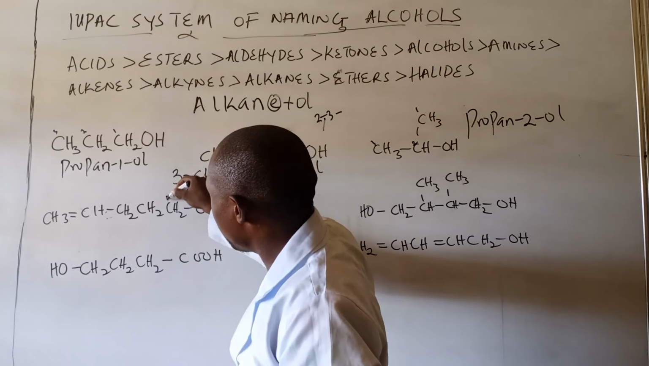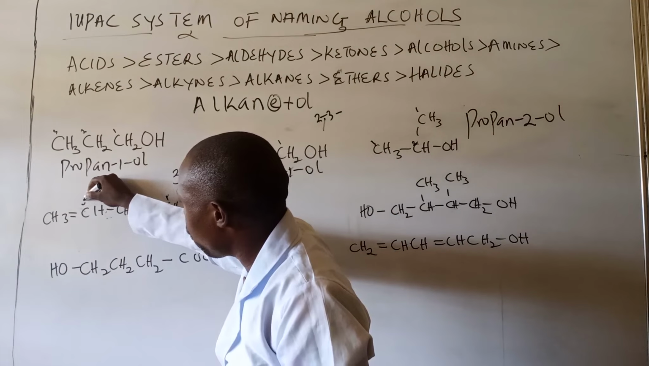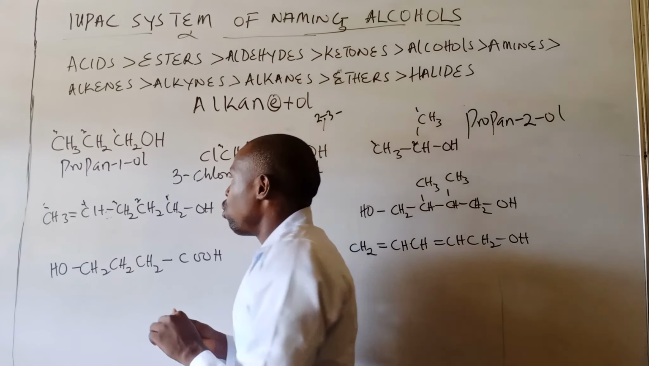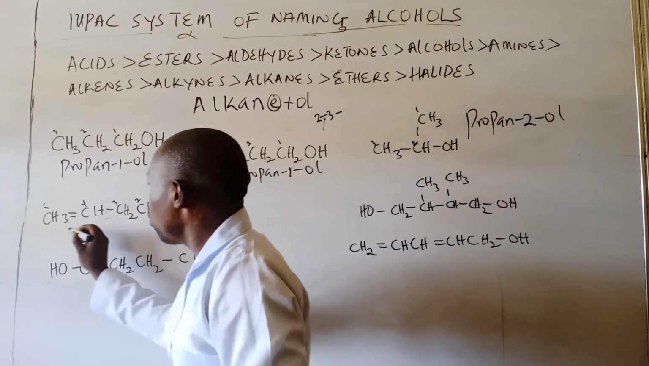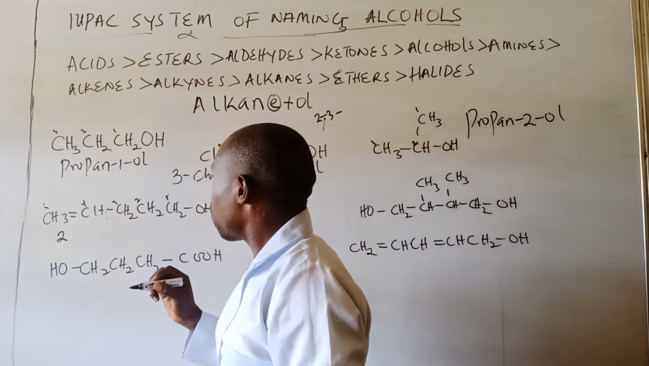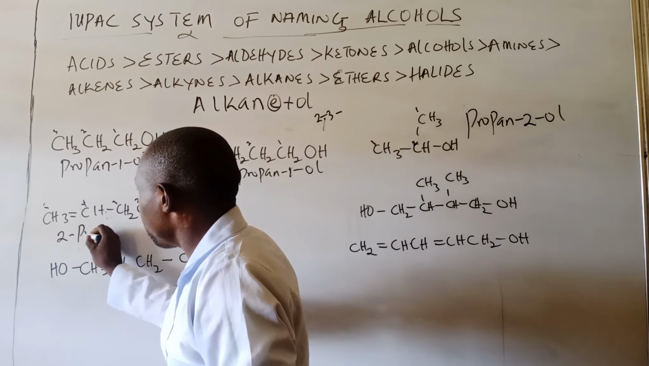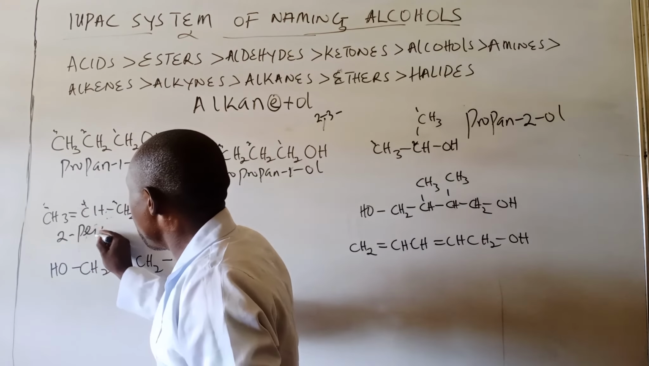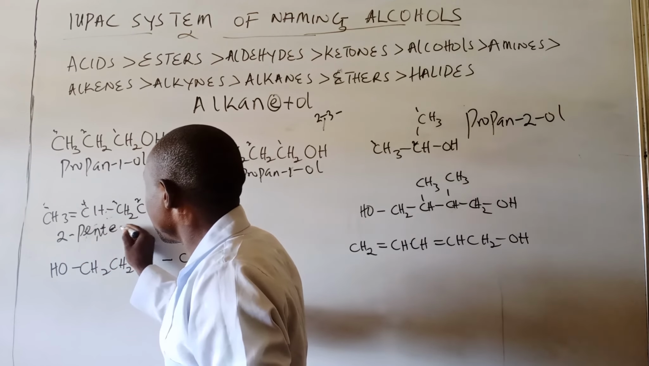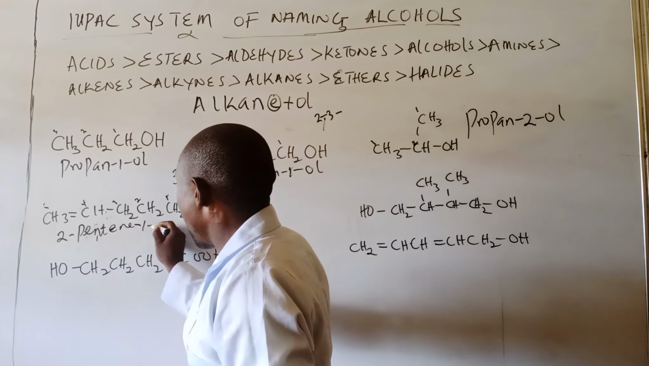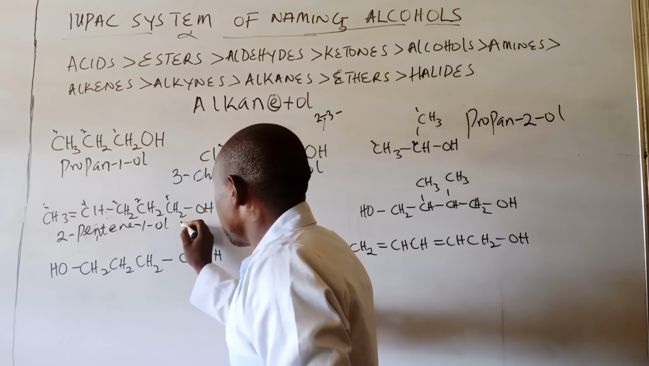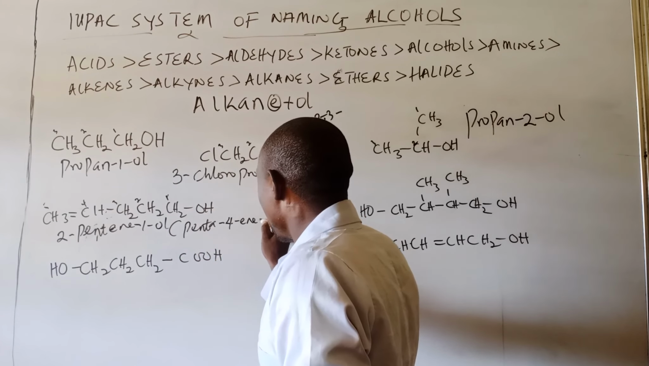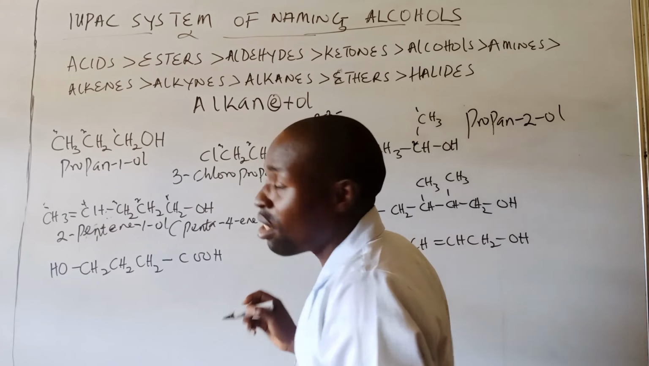So here becomes 1, 2, 3, 4, 5, and the position of this double bond is at position 4. So if I have to name it, it becomes pent-4-en-1-ol, because it is a 5 carbon chain. Or you can as well say pentan-4-en-1-ol. You are still on track. You are still correct.